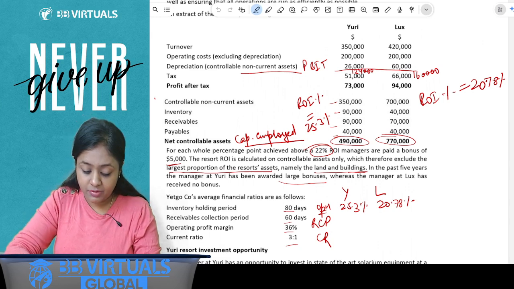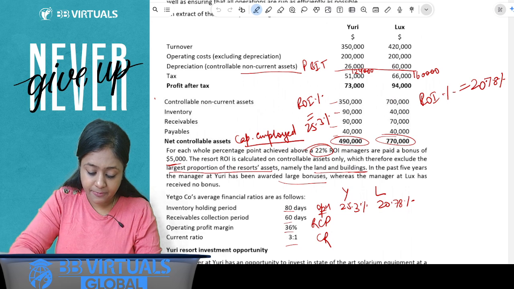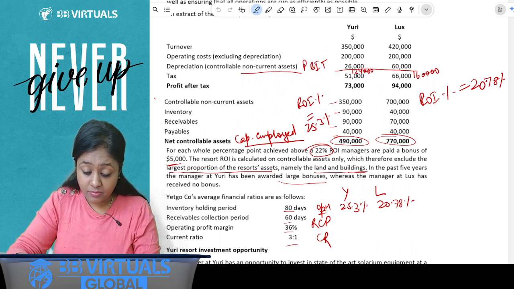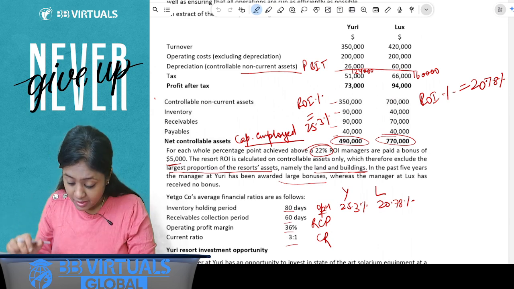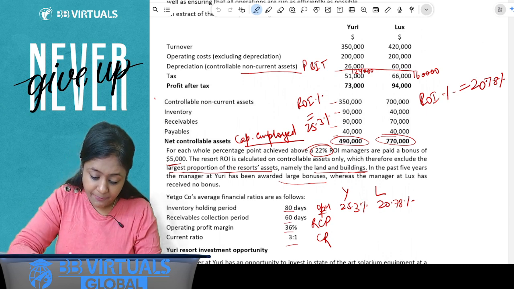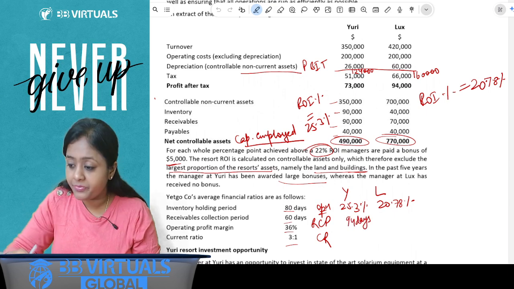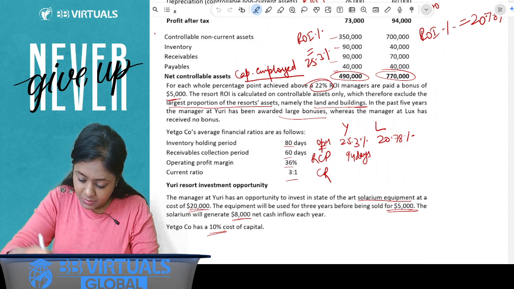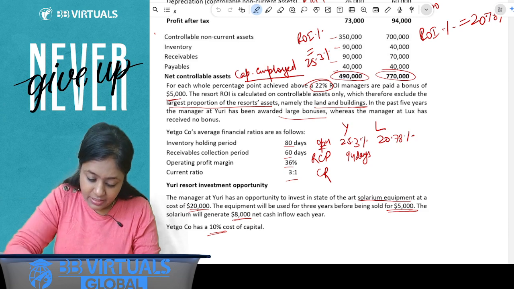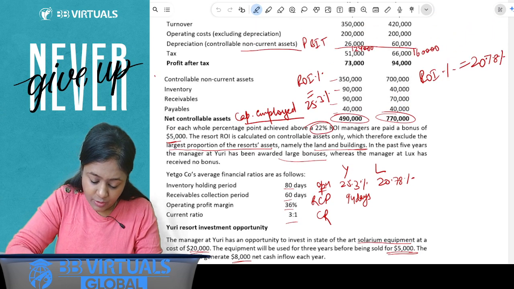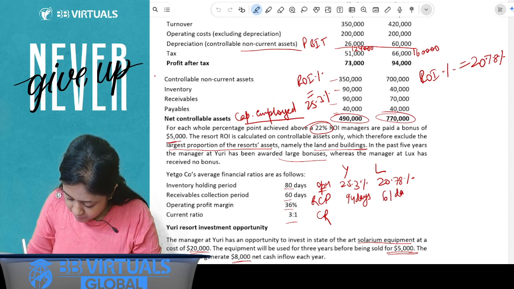So receivable collection period will be 90,000 divided by 3,50,000 multiplied by 365. No, wait, I'm sorry, you have to calculate the days, my bad. So we will do 90,000 receivables divided by 3,50,000 multiplied by 365. So the days are approximately 94 days. Moving to the next one, in case of Lux, the receivables are 70,000 divided by sales of 4,20,000 multiplied by 365. We get here 61 days.